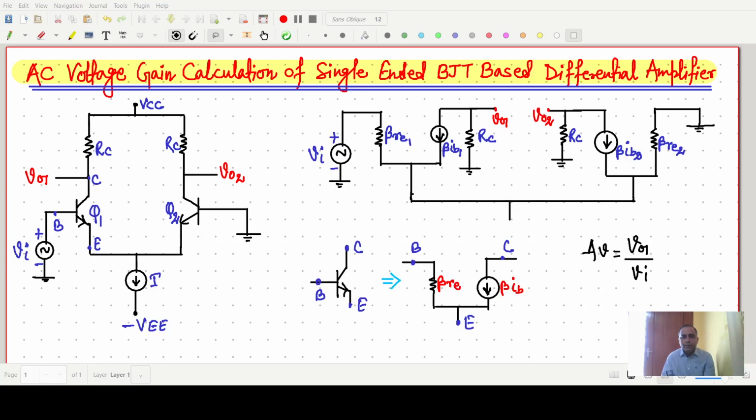Welcome everyone. I am Dr. Ashish Ranjan and today I am going to discuss one of the very interesting topics: AC voltage gain calculation of a single ended BJT based differential amplifier.